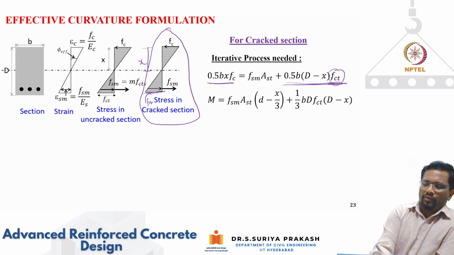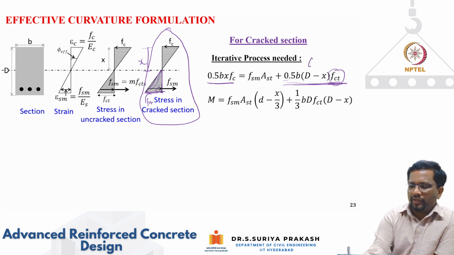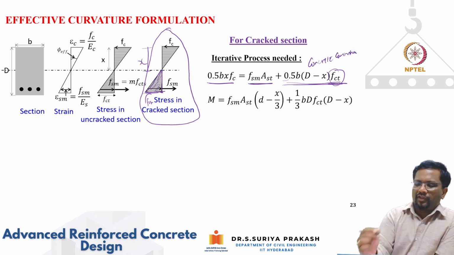So now what would be the total area? Again, when this is fct, this area is going to be capital D minus x multiplied by fct. This is your half of D minus x into fct, this area, and when you multiply it by b, this is your concrete contribution. Now what is the steel contribution?